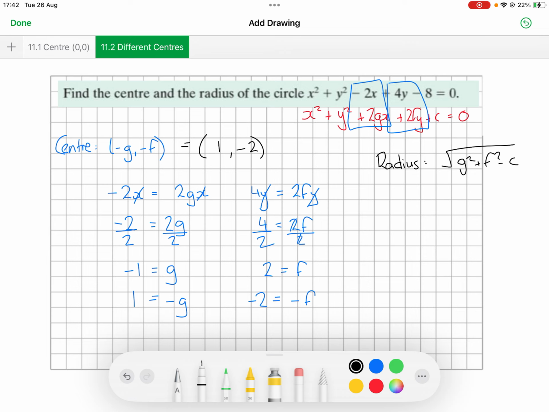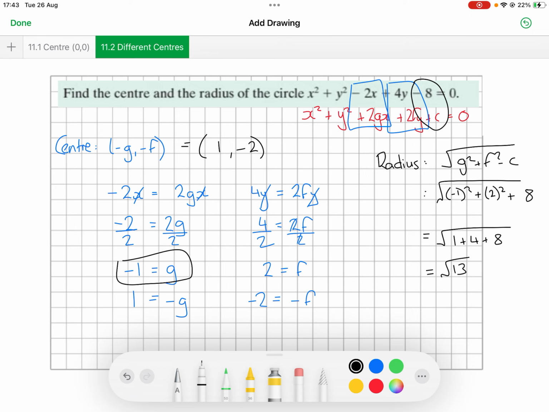So my g I worked out here is minus 1. It's minus 1 squared. My f I worked out was 2. Take away c, and c is this number here. So in our case it's minus 8. So minus a minus 8 means that that'll change to a positive. And I just work it out. So minus 1 squared is just 1. 2 squared is 4, plus 8, which is equal to the square root of 13. So that's how, if it's in the multiplied out version, you're able to work backwards.